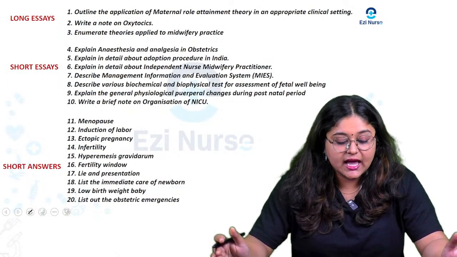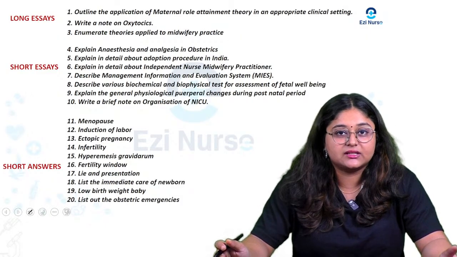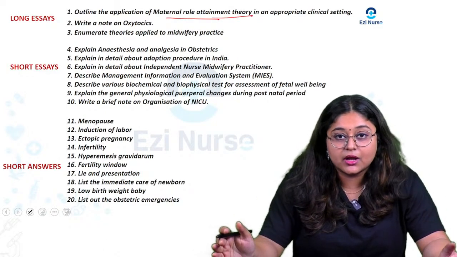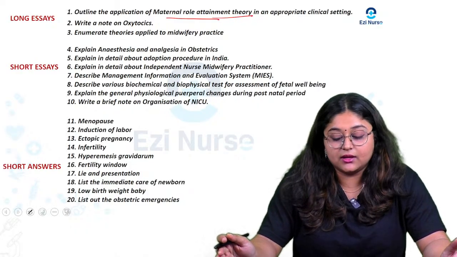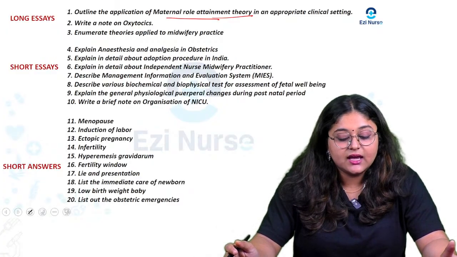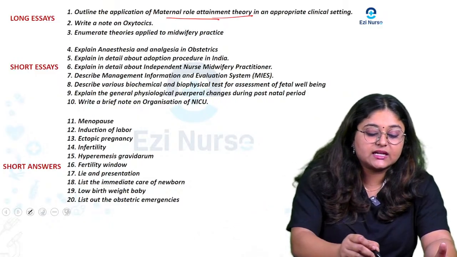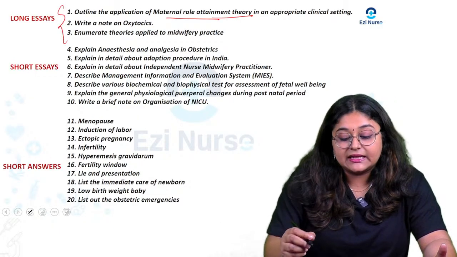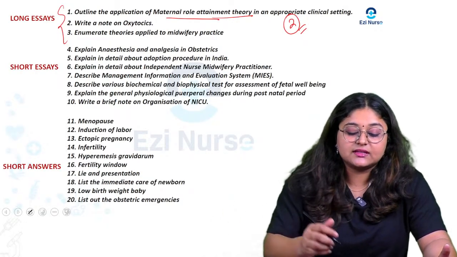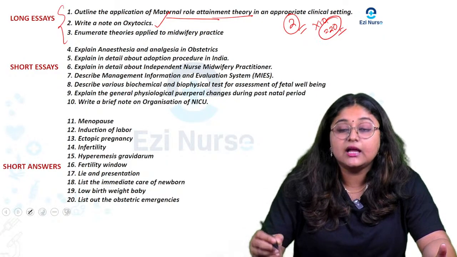In the long essay I put: outline the applications of maternal role attainment theory in appropriate clinical settings. This is a most important question for the exam. Next is: write a note on oxytocin. Second, enumerate the theories which are applied in midwifery practices. These are the three questions I have put, but you have to write only two questions. Totally 75 marks. Here it is 10 marks for each, so 2 into 10 is equal to 20 marks you have to write in the long essay.